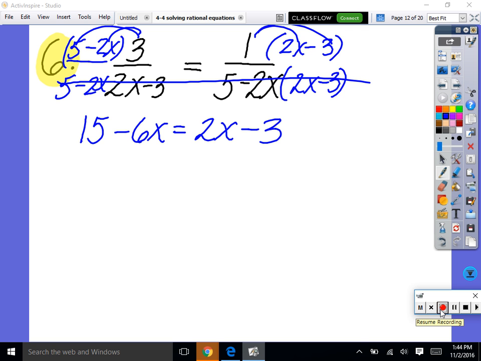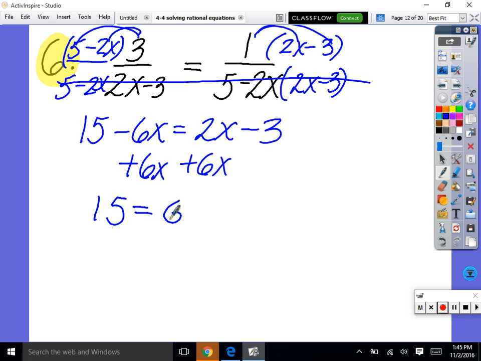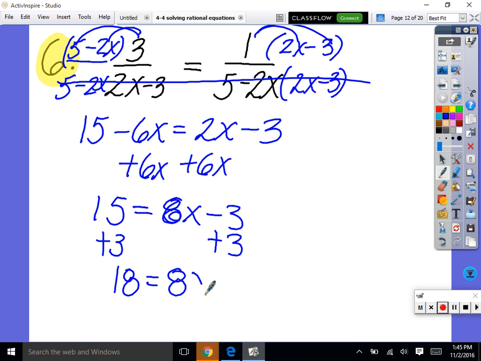We can move on past it. So what would we do, guys? Add 6x to both sides. Eight x plus 3, subtract 3, right? Minus 3. So then we would add 3. So we have 18 is equal to 8x. Which simplifies because they both divide by 2.